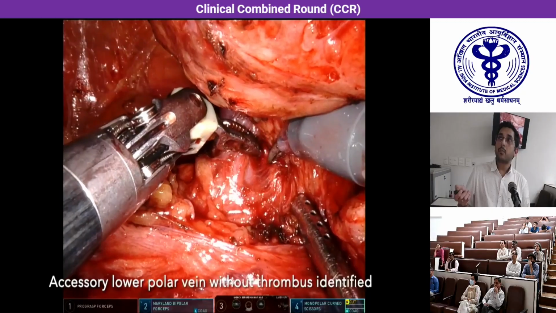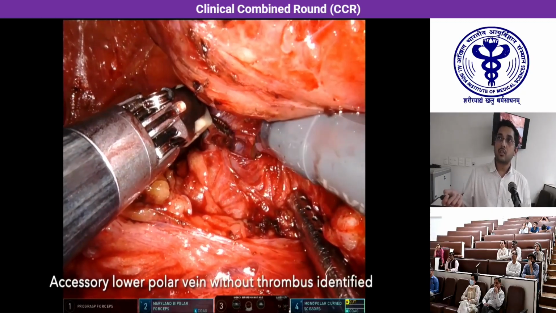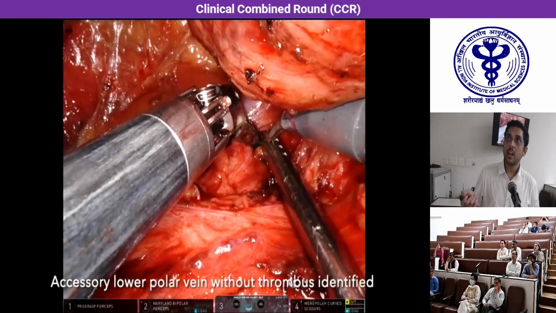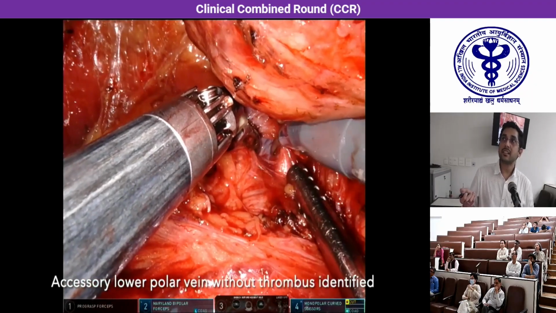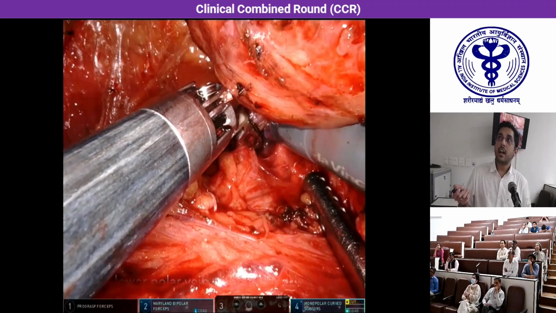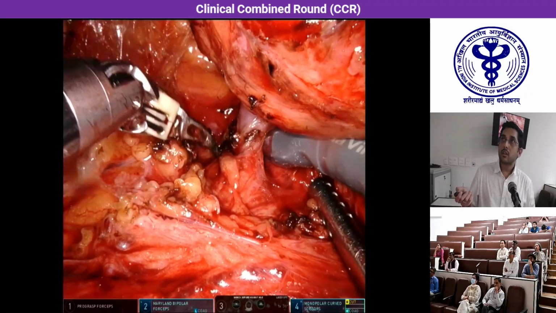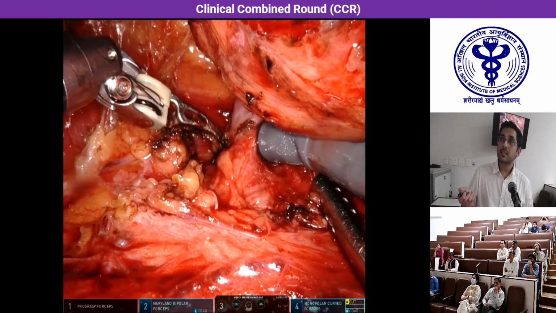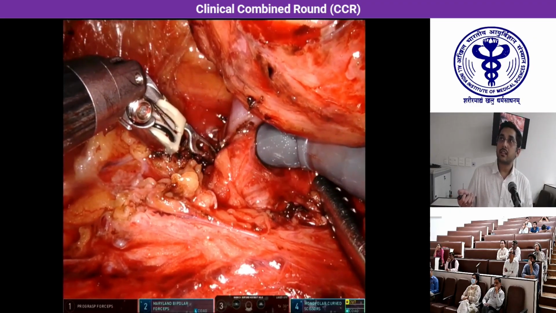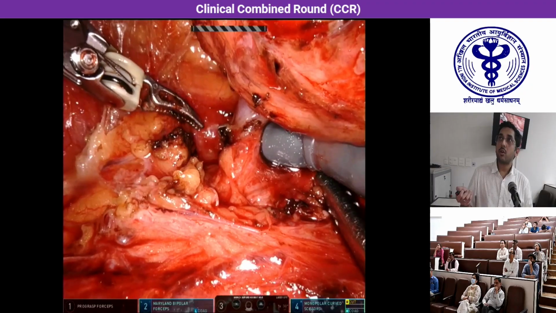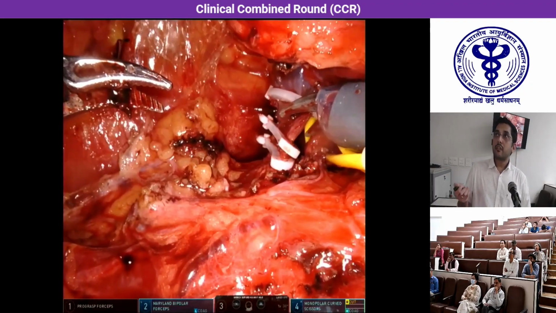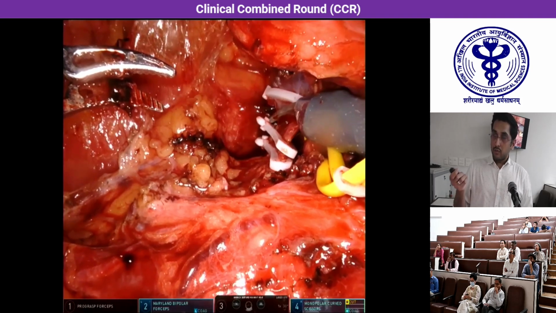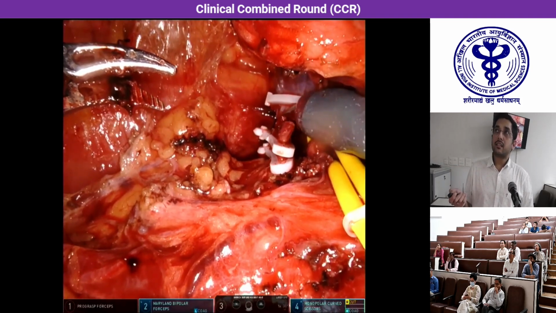So to approach the major hilar structures, the main renal vein with the thrombus and the artery, we had decided to dissect this carefully and clip it and divide it. So that's what we are doing. We're just taking control with our monopolar scissor behind this accessory lower polar vein. There is no thrombus in this renal vein. So we clipped it and we are dividing it to further access the hilar structures.